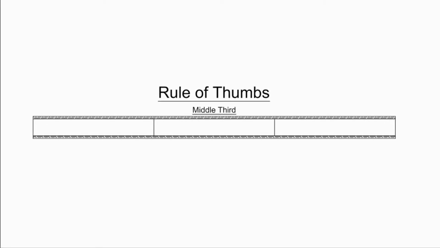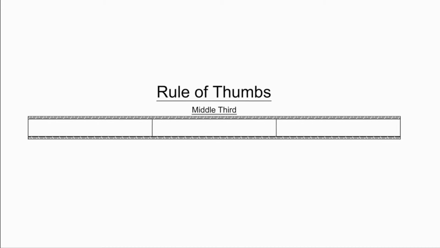There are several rules of thumb for hole cutout locations. We will go over some of the most common ones. However, it is recommended to go by the manufacturer's tables. The middle third rule of thumb works as follows. Any size cutout can be made within the middle third of the joist span.